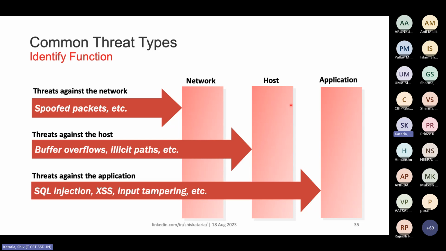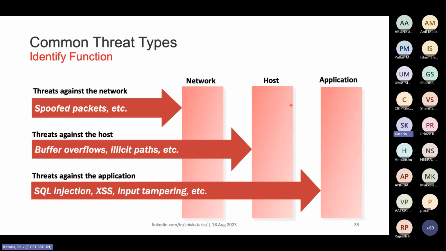On the host side, there could be n number of possible attacks. One of them is buffer overflow, but there are other threats like remote code execution or command injection. Those kinds of things are also available. On the application side, there are injections and cross-site scripting and tampering with the inputs. So there are n number of frameworks that could be referred to when we want to identify these threats. Specifically for applications, there are SANS 25 and OWASP Top 10 kinds of threats available.